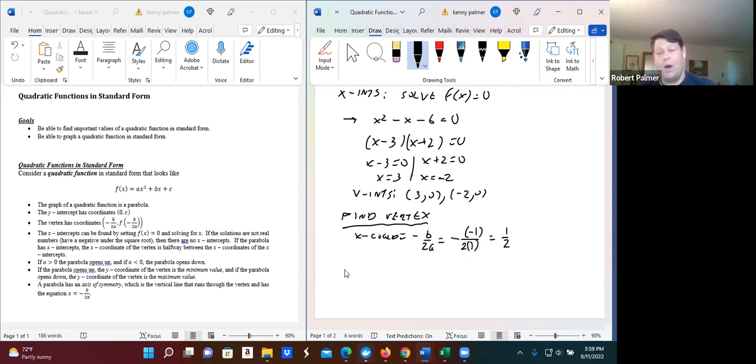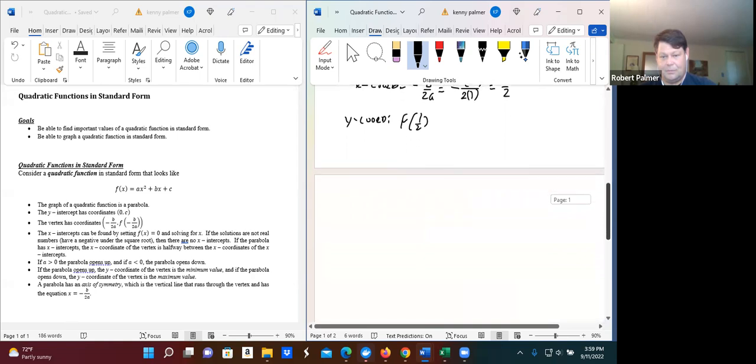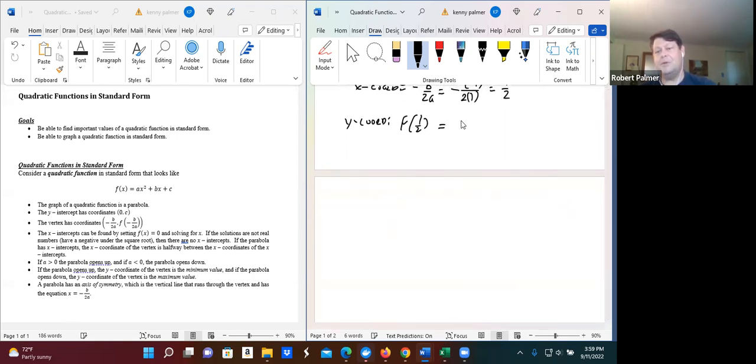Okay. That's the x-coordinate of our vertex. Now, to find the y-coordinate, you have to plug that in. The y-coordinate is going to be f of 1/2. So you have to work with fractions a bit. Let's go down here and do that. So f of 1/2 is going to be 1/2 squared minus 1/2 plus, or sorry, minus 6.